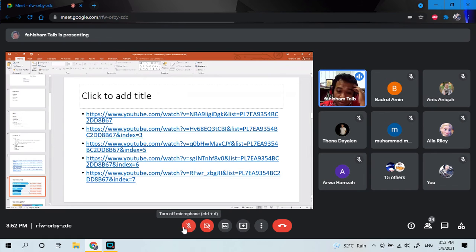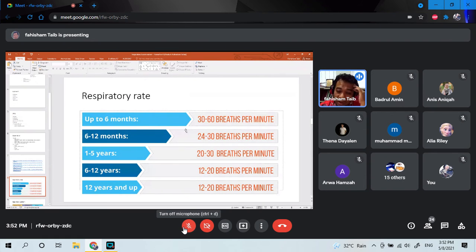So what's the case? You should know the normal heart rate or respiratory rate. This is important for you to determine whether this child is bradypneic, tachypneic, or normal.